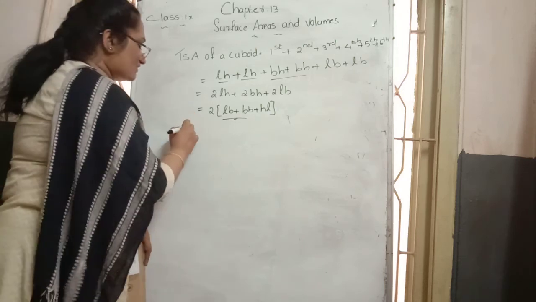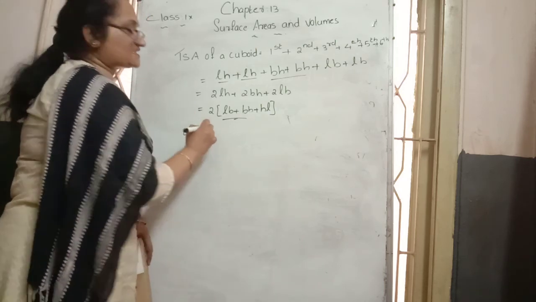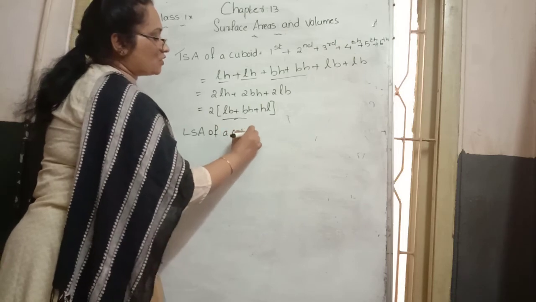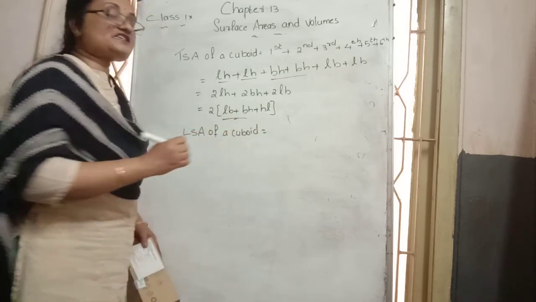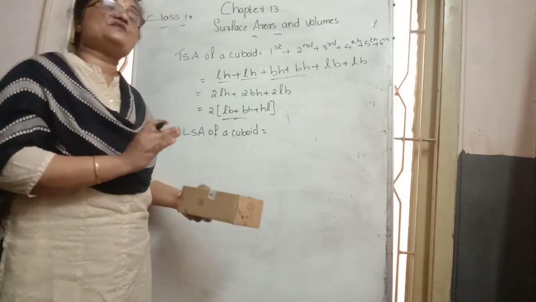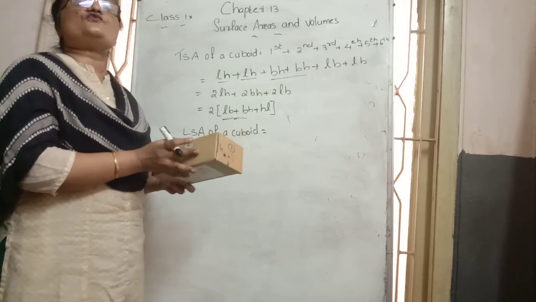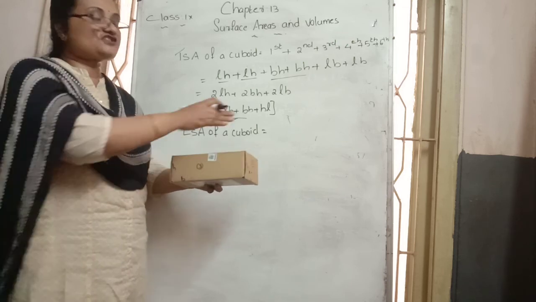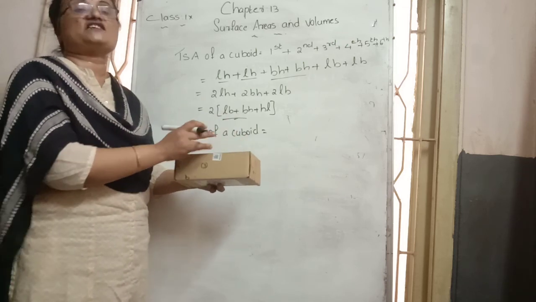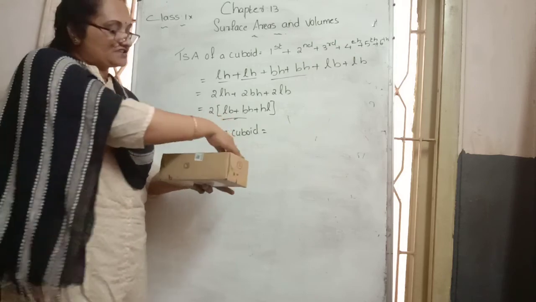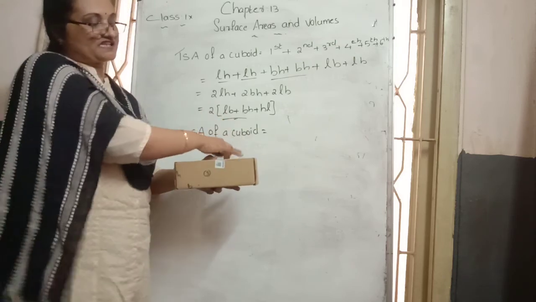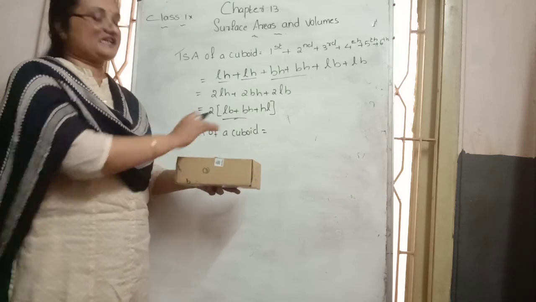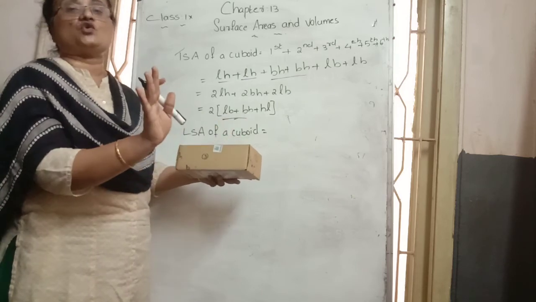Next we want LSA, the lateral surface area of a cuboid. Lateral surface area, what does it mean? Lateral means not all faces. Only four faces we consider. Which faces? The top and bottom faces are not considered. Only the two sides and the other two sides we consider. Only four faces are considered; the top and bottom are not.